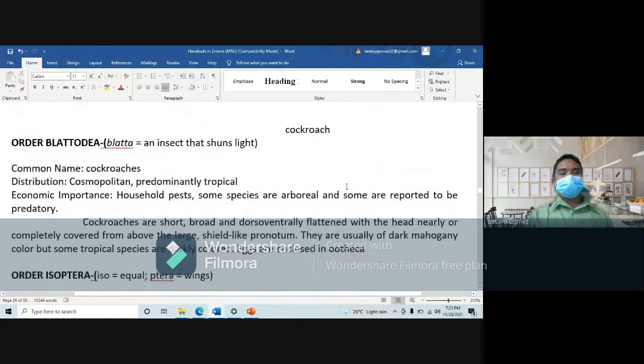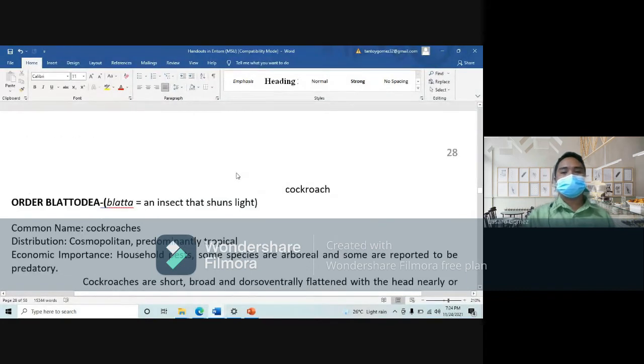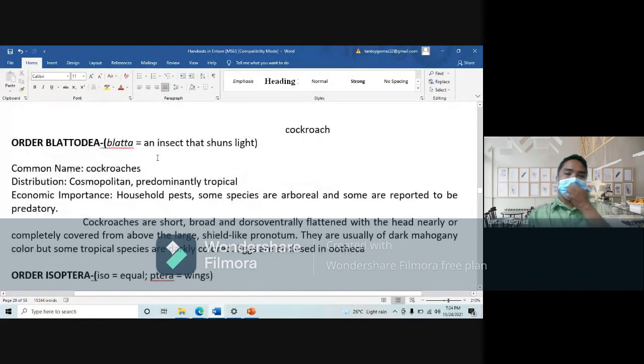The other order also is order Blattodea. Okay, there's still two words, no? Blatta, blatta. No, single word, sorry. Single word lang siya. Blattodea. Okay, blatta means an insect that shuns light. Okay, what examples of this order Blattodea?